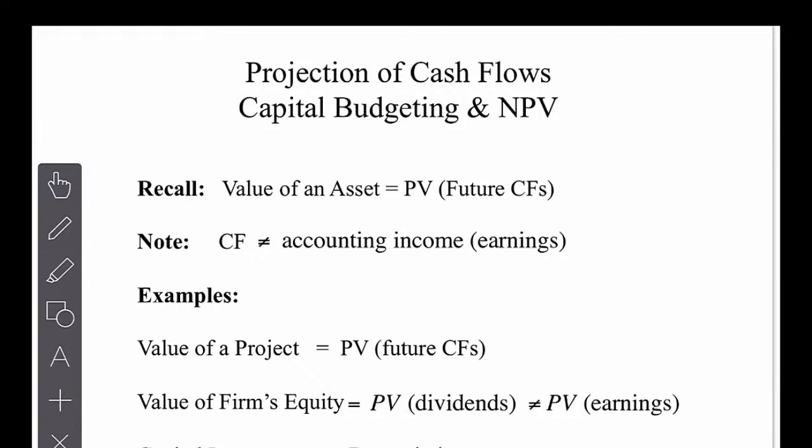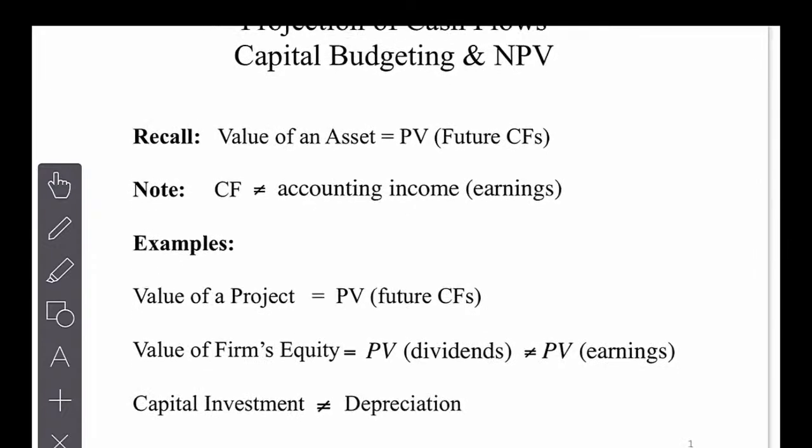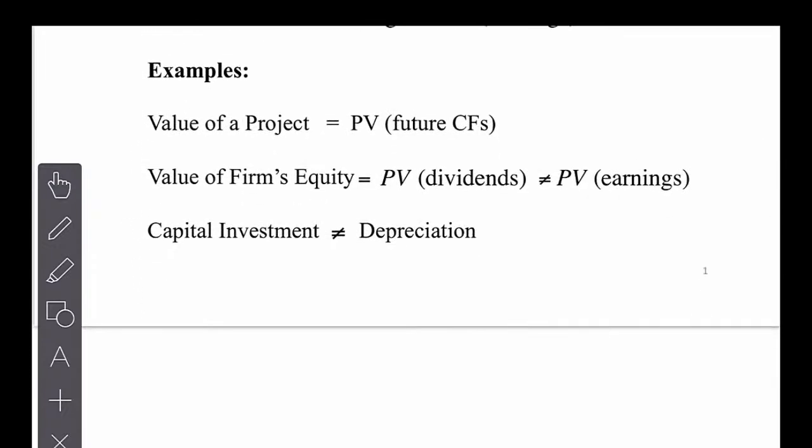So taking that into account, valuing a project is a matter of computing the present value of future cash flows, including net future cash flows, because you might have an initial investment like we do in our UR case.